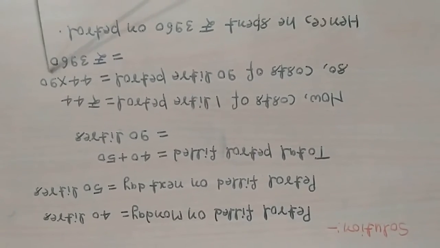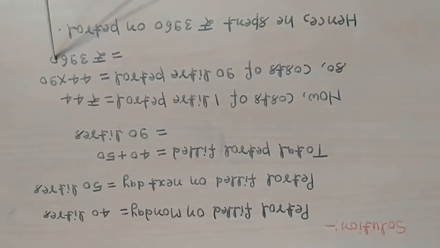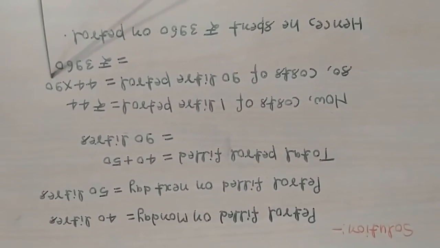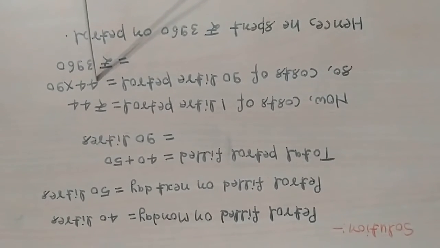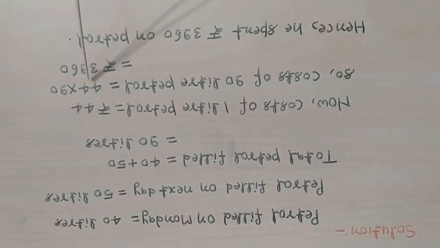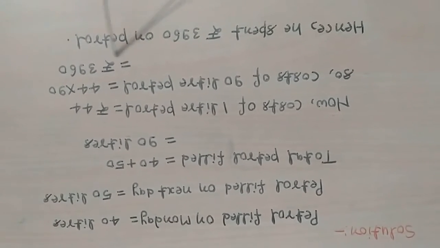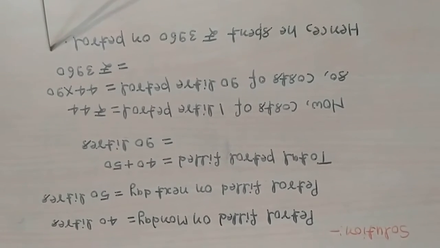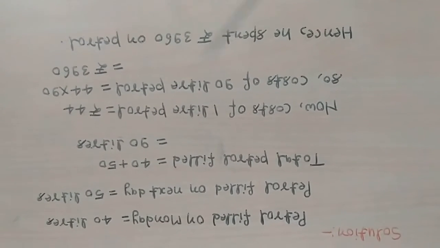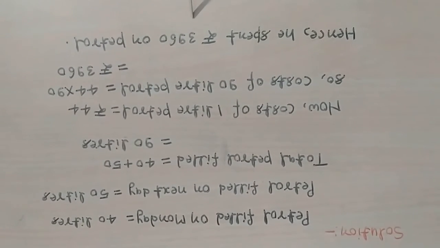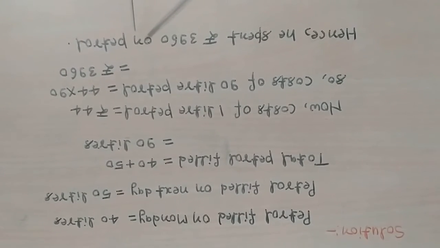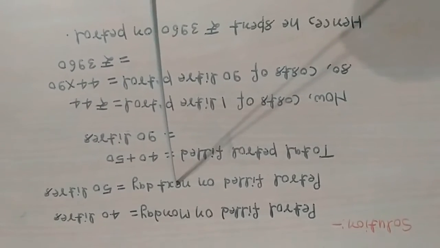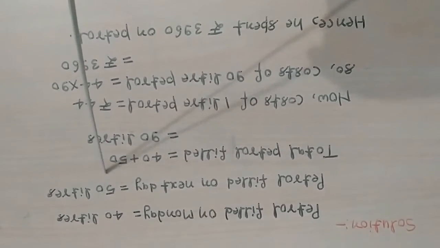So here 44 into 90, we write 0 as it is here. 9 fours are 36, 6 carry 3, again 9 fours are 36, 36 plus 3 is 39. This is the cost of 90 liters of petrol, 3,960. Hence he spent 3,960 rupees on petrol.